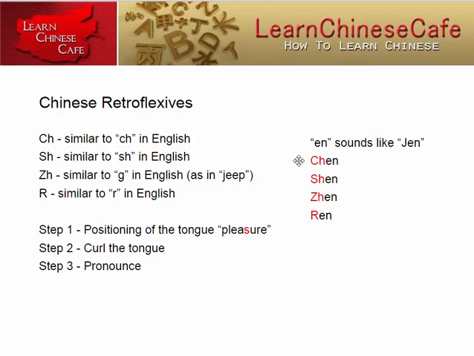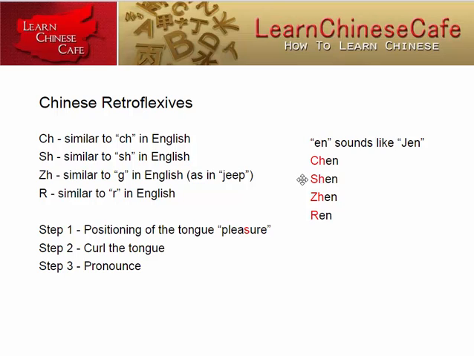I'm gonna say it without my tongue curled 3 times and then with my tongue curled 3 times. Chen, chen, chen, chen, chen, chen. Right? So you can see that the CH sound is there, but it is distinct. And your ear, or the typical ear of a native speaker, may not be able to distinguish those two when they hear it, but believe me, a Chinese person will recognize it right away.